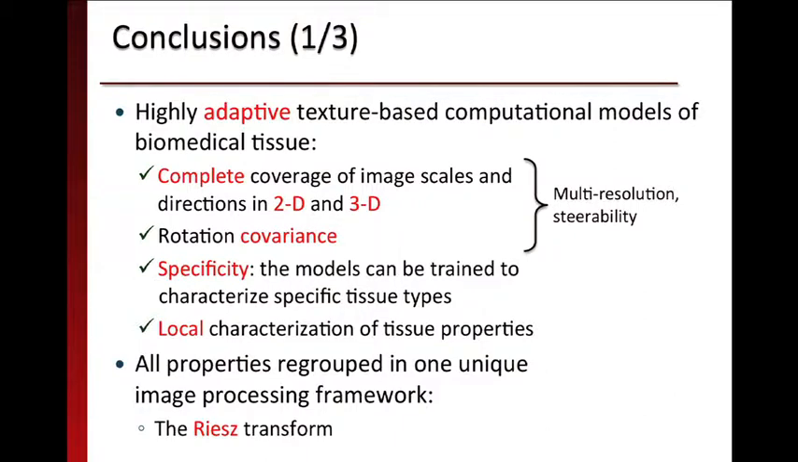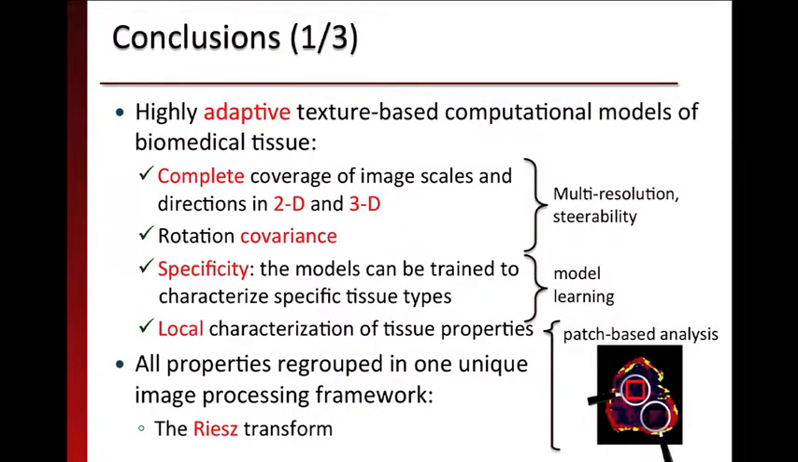Then we wanted models that are specific, that are really modeling a given tissue type and can be trained for that. And for this, we used model learning. We also wanted not to average the tissue properties over the lesions, so to have a local characterization of the tissue properties. And for this, we used a patch-based analysis, or an analysis using different components, for instance, for the lung, where we analyzed the solid part differently from the GGO part. And all these properties could be regrouped into one unique image processing framework, which is the Riesz transform.